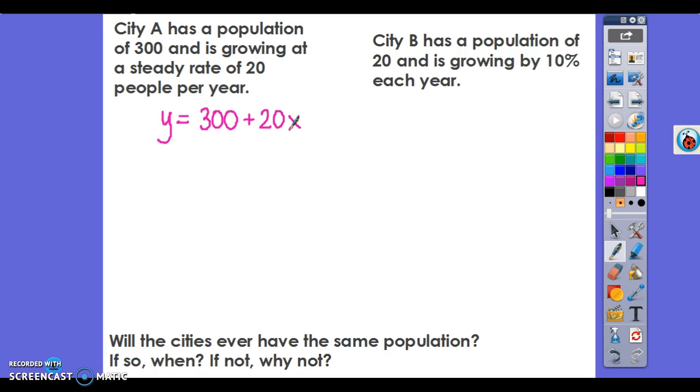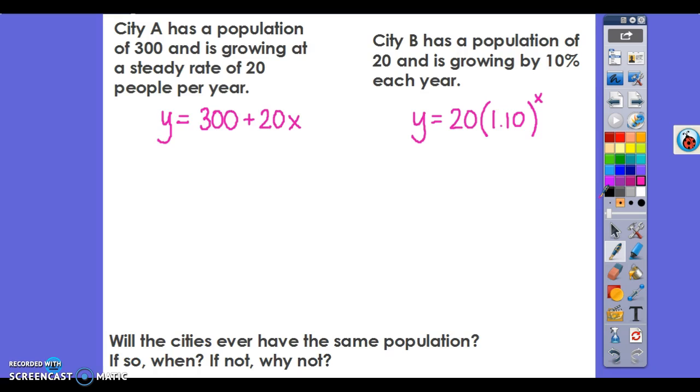City B has a population Y equal to 20, but then it gets increased by 10% each year. Do you know how to increase by 10%? You want to multiply not by just 10%, but by 110%, because we want to keep those 20 and add an extra 20. And then that's going to happen each year. So if we keep multiplying by that same thing, that's raised to the x power.